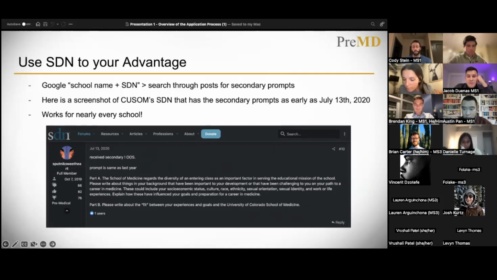Some secondaries are going to be very vague. Some of them are going to be very specific. It just ranges. Another tip that I would give for secondaries is that a lot of secondaries have crossovers, like schools will send literally the same secondary.